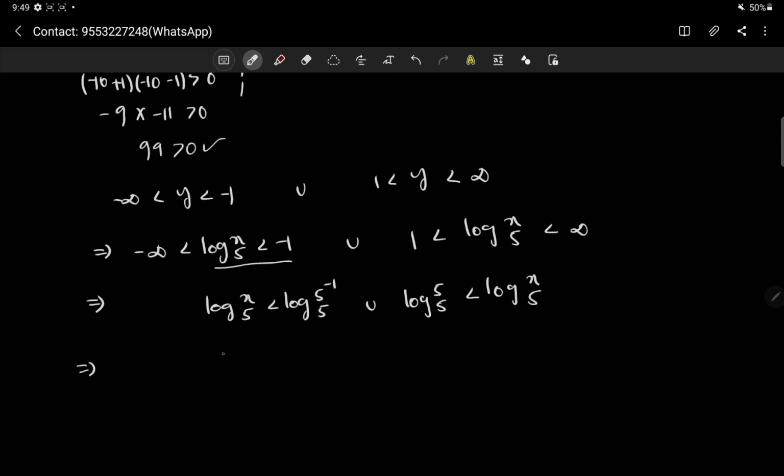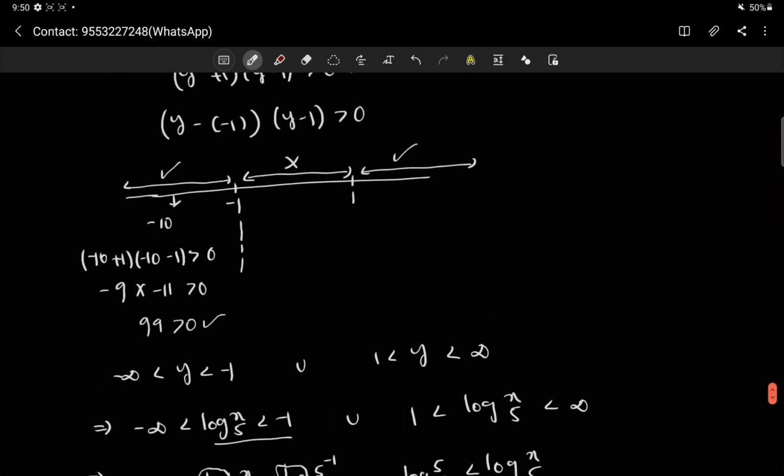So see from this what you have, we are removing log with base 5 on both sides. Base 5 is more than 1, so that is an increasing function. On removing increasing functions, inequalities will not change, that you know, right? x less than 1 by 5, or 5 power minus 1 only you write. Inequalities will not change. Why? That is an increasing function, right? So 5 power minus 1 only you write. x should be less than 5 power minus 1.